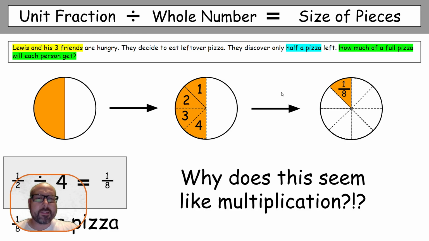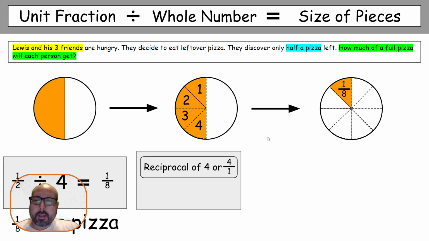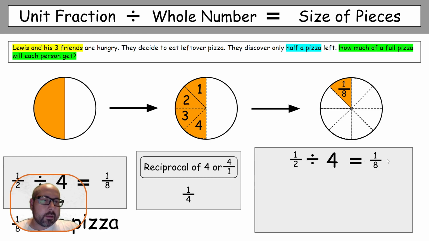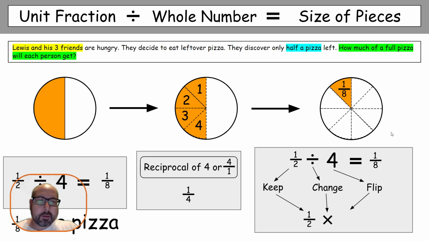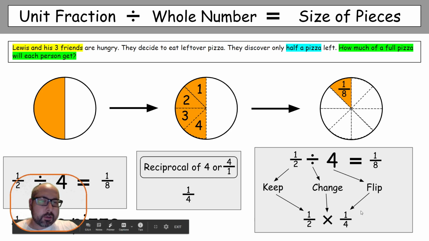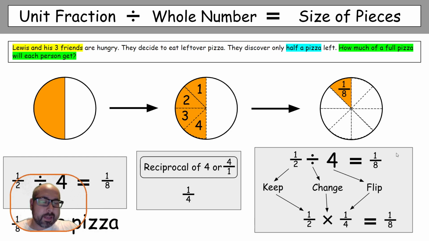Okay, again, why does this kind of seem like multiplication? There's some multiplication feelings going on here. Okay, we're going to take the reciprocal of what we're dividing by, 4. Now remember, 4 as a fraction is 4 over 1, so the reciprocal will be 1/4. And we can take our division number sentence and use keep, change, flip to convert this to a multiplication sentence. We're going to keep the 1/2, change the sign to multiplication, and flip 4 to 1/4. When we multiply straight across, 1 times 1 is 1, 2 times 4 is 8, and we get our 1/8.